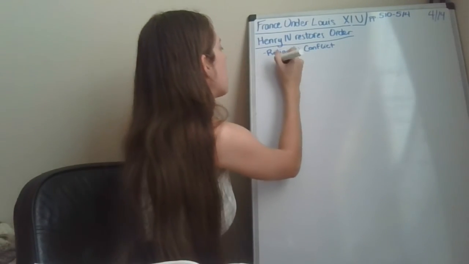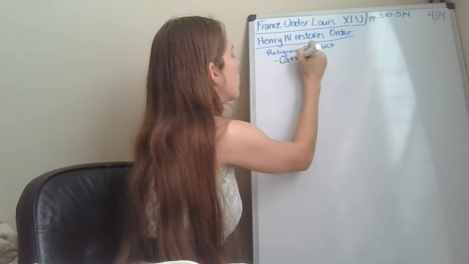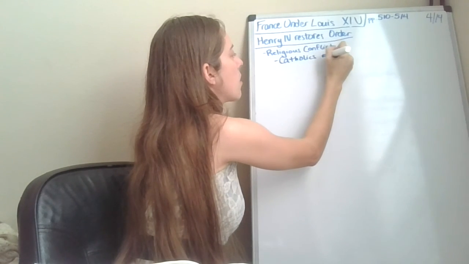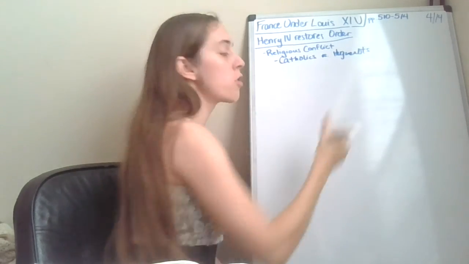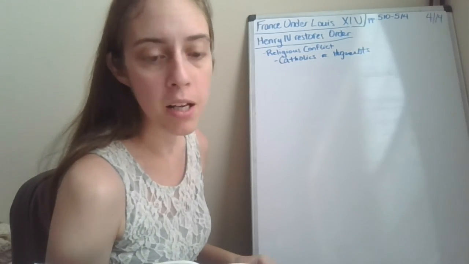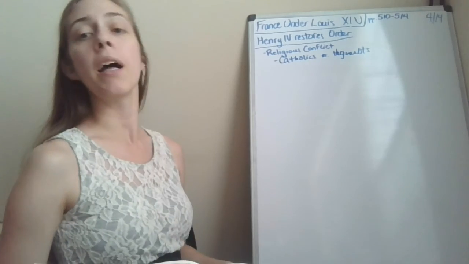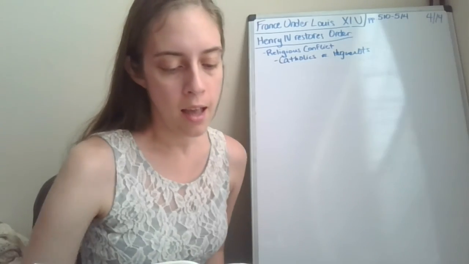I'll write that down because that's big. The Catholics versus the Huguenots. And Huguenots are Protestants. That's all they are. They're French Protestants. They're Protestants who are in France, but they're called specifically Huguenots.